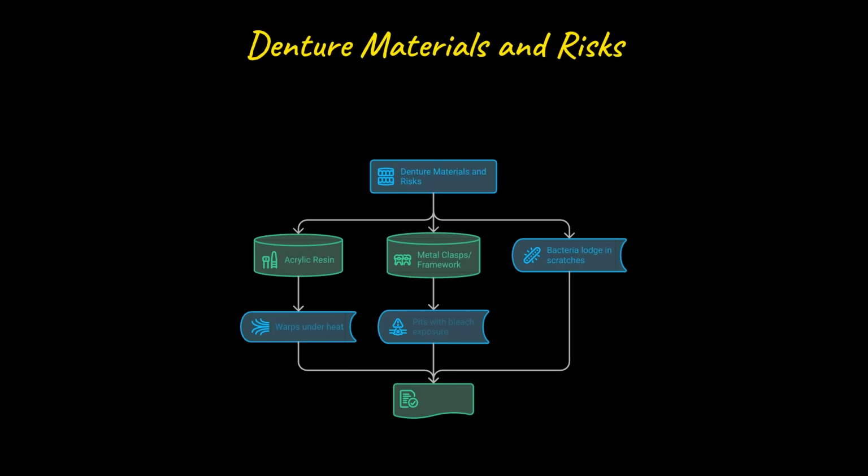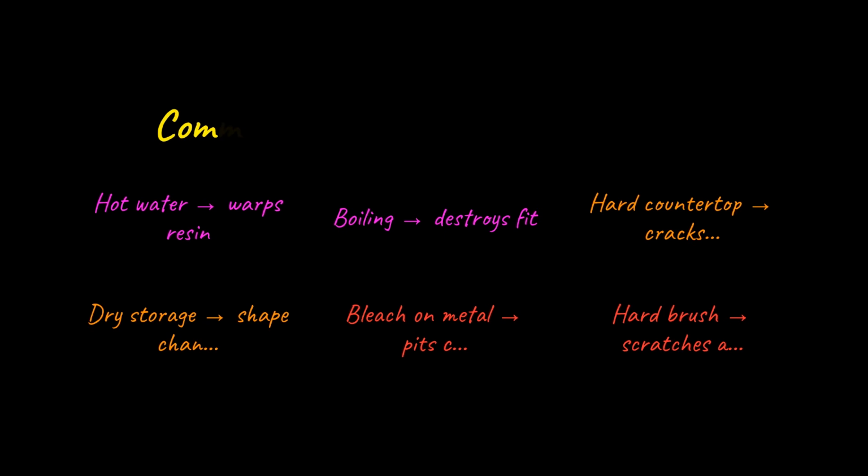Dentures are made of acrylic resin, sometimes reinforced with metal. Resin warps under heat and cracks under impact. Scratched surfaces trap bacteria and cause infections like stomatitis or candidiasis. Metal components pit when exposed to bleach. The material itself explains every rule.